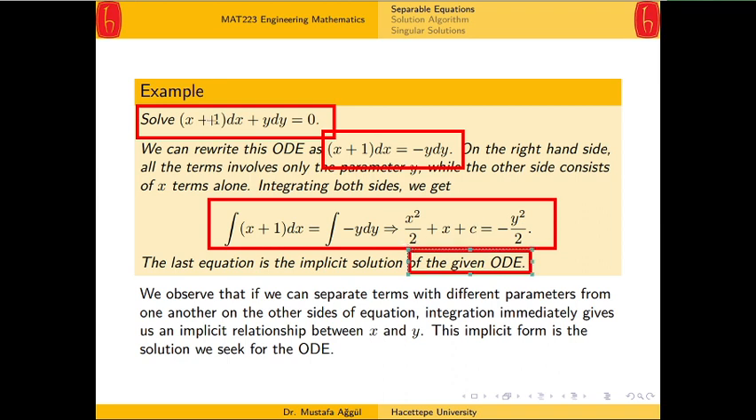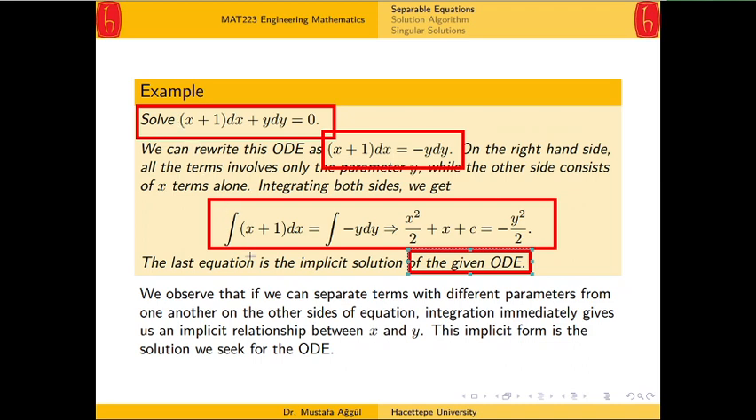So what did we do here? We separated x terms from y terms and then integrated both sides. When we do that, we will have some terms with x on the left hand side and a function with respect to y on the right hand side, and this will give us an implicit solution for any given separable ODE.